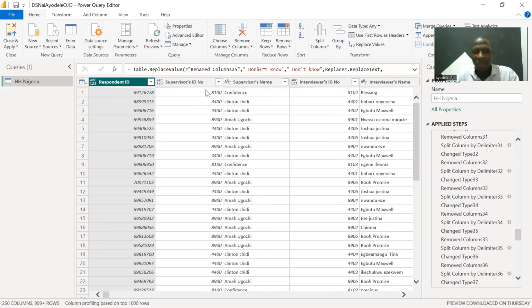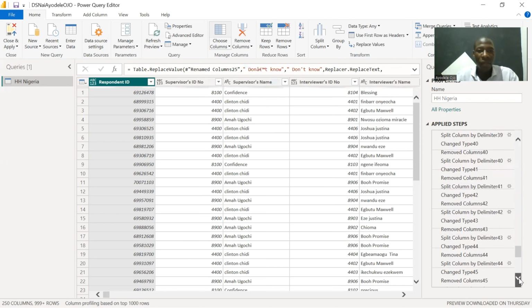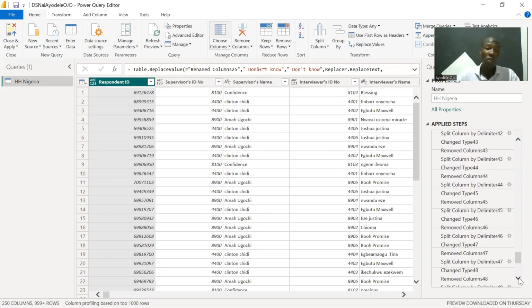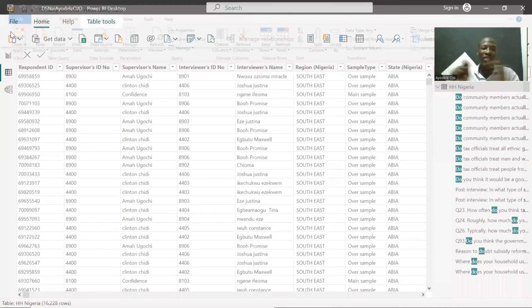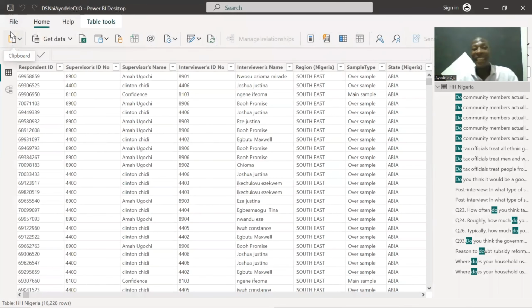Having done that, I have the data cleaned and ready for visualization. Though I must be sincere with you, I didn't get this done in one go. I had to go to the visualization, do some things, come back again, and clean until I got to this point. What I'm interested in now is just to show you the insight in this data set.